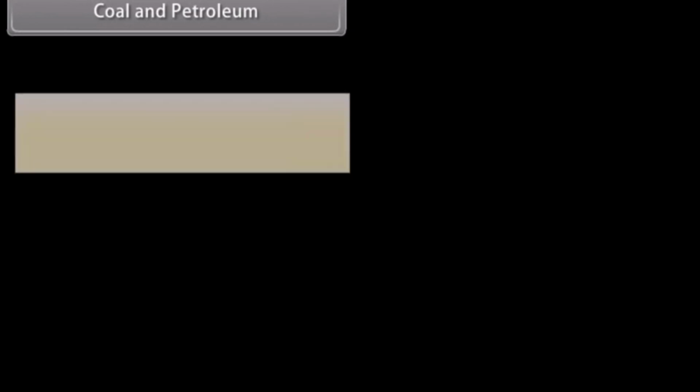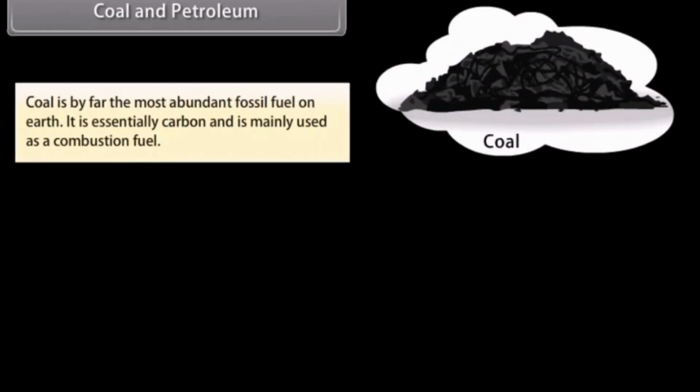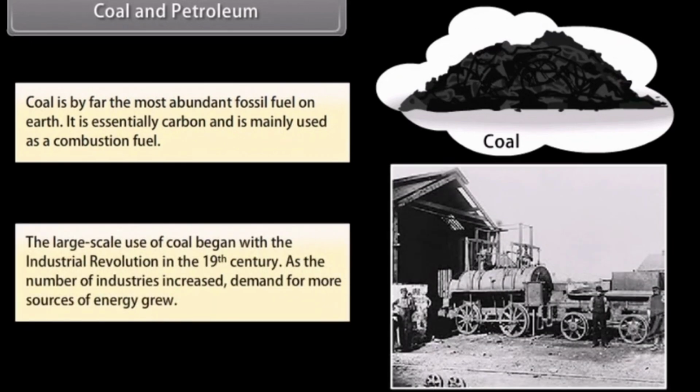Coal and petroleum. Coal is by far the most abundant fossil fuel on Earth. It is essentially carbon and is mainly used as combustion fuel. The large-scale use of coal began with the Industrial Revolution in the 19th century. As the number of industries increased, demand for more sources of energy grew.